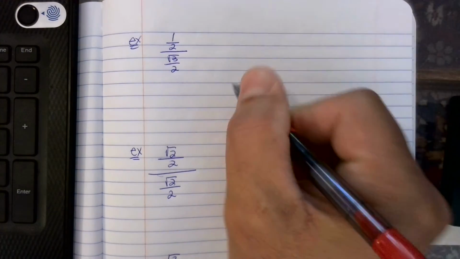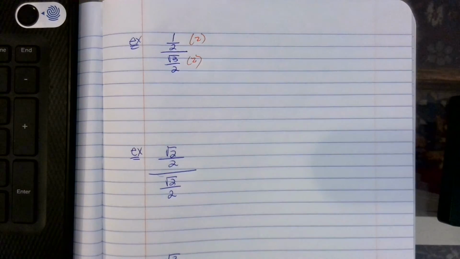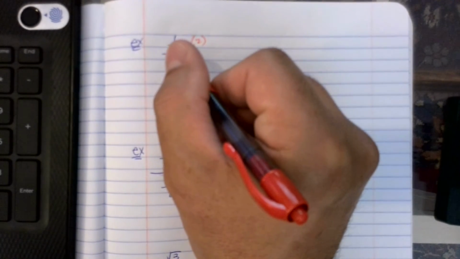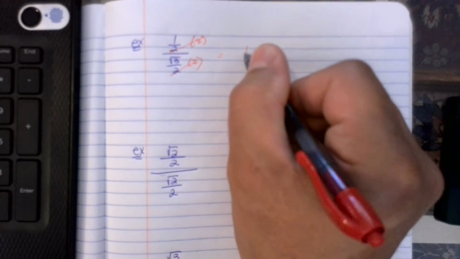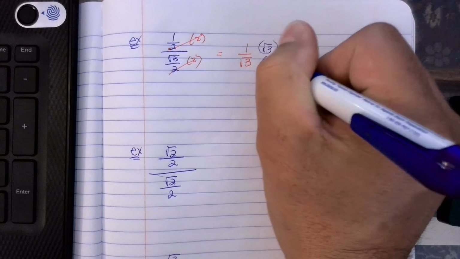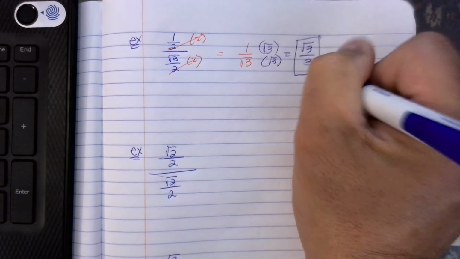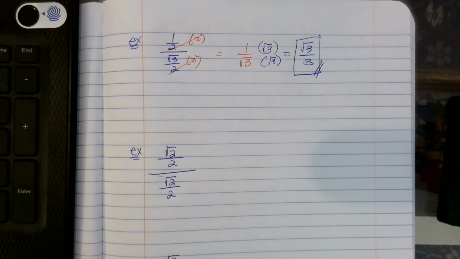In this example, we have a complex fraction. My LCD is 2, so I could multiply the top and the bottom by 2. And I could see that this will cancel out my denominators, and that will give me 1 over radical 3. Which I wouldn't leave my answer as 1 over radical 3. I would have to rationalize that denominator. And my final answer would look like that.